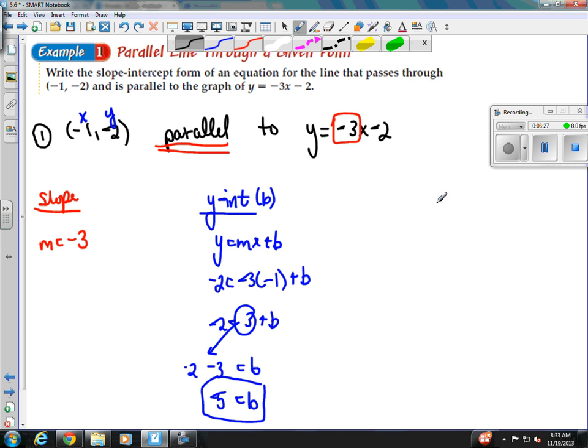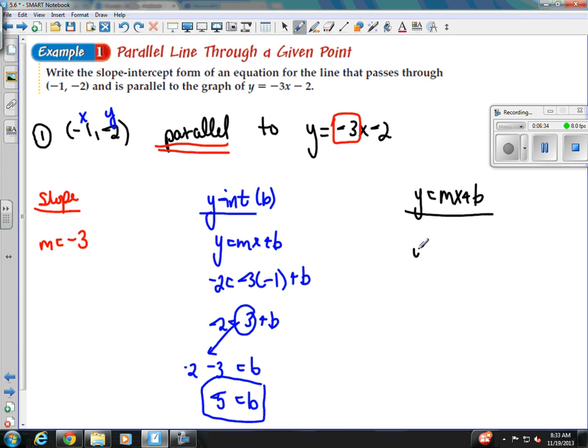Now all we do is write our equation. So y equals mx plus b. In our last form, we leave y as a variable, so y equals m, which is negative 3. We drop down our x, and instead of saying plus a negative 5, I just say minus 5. And now we wrote an equation that is parallel to the equation it gave us.